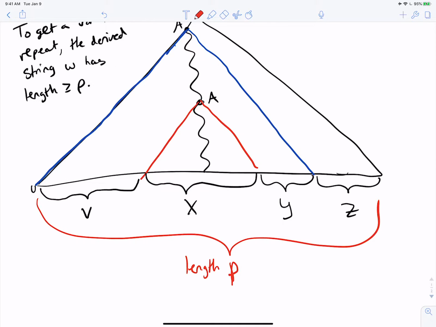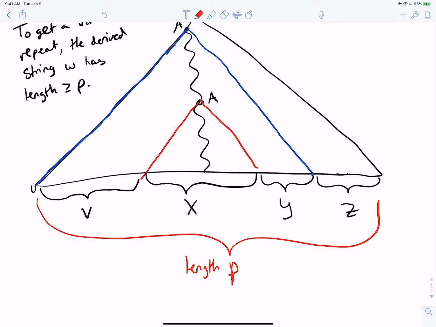So what is VXY in relation to P? Yeah, it's at most P. That's all I wanted to establish here. So as long as we have a string of length exactly equal to P, then VXY has length at most P, because it's only some of the part that's generated.